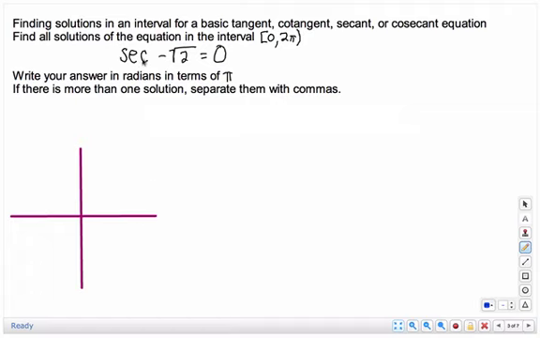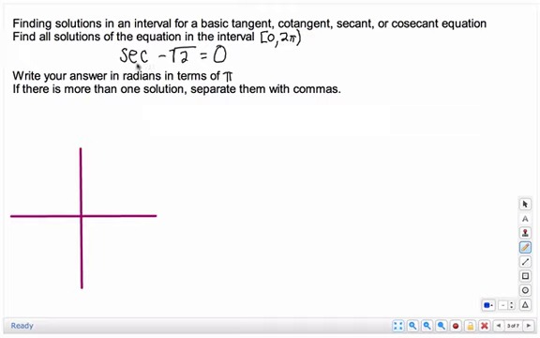They ask you to write your answer in radians, which means you're going to give your answer in terms of pi. If there's more than one solution, separate them with commas. Okay, so we're going to use our special triangles. That's the method I'm going to use to show you how to solve these. It's not the only way you can do these, but I like this method because you can use it in lots of different ways and you have less things to memorize.